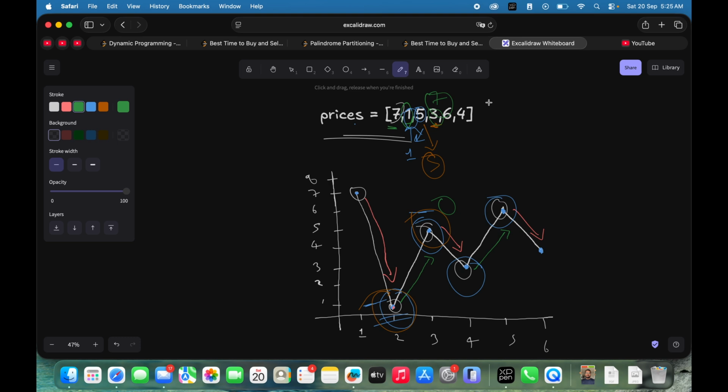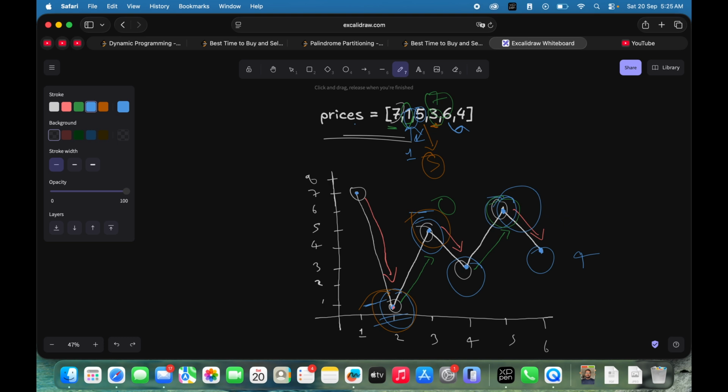And in the same way we can also figure out if we should sell or not. So if we are on this particular point, that is 6, at this place the price is 6, and on the next day the price is going to be 4. So I can predict with the help of my array that the price is going from 6 to 4. It is on a decline, right?